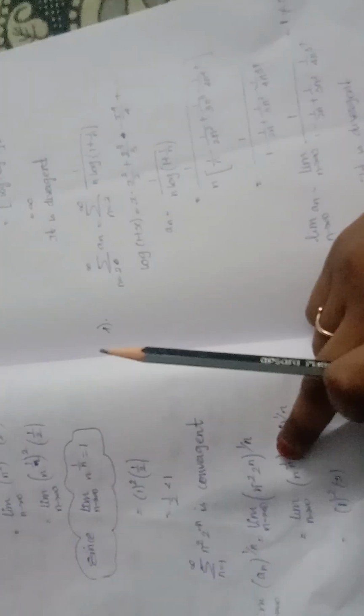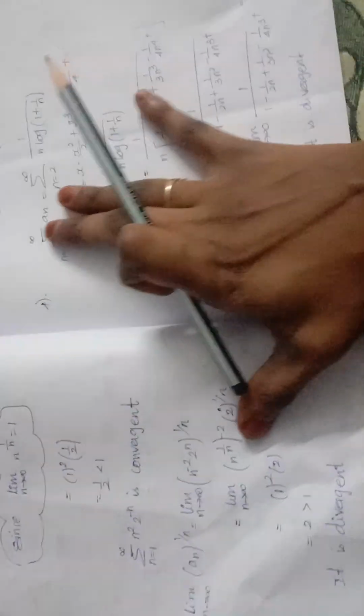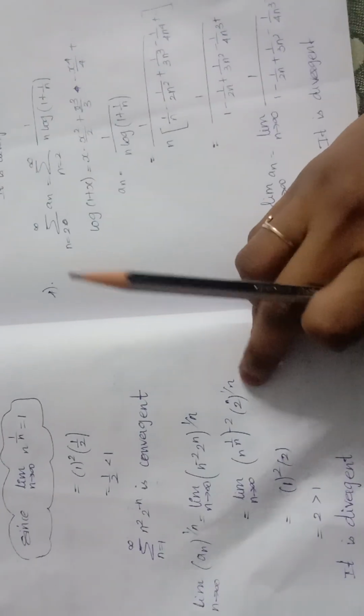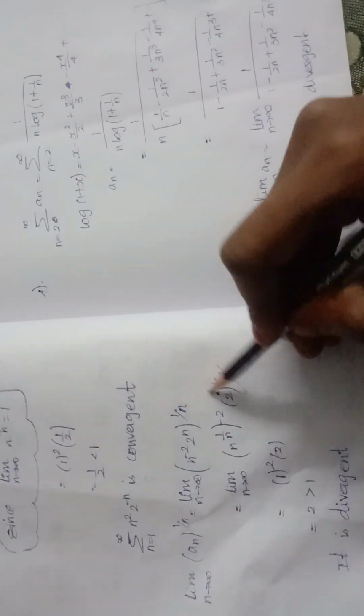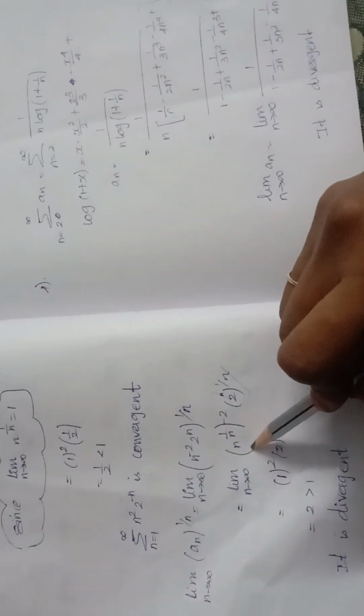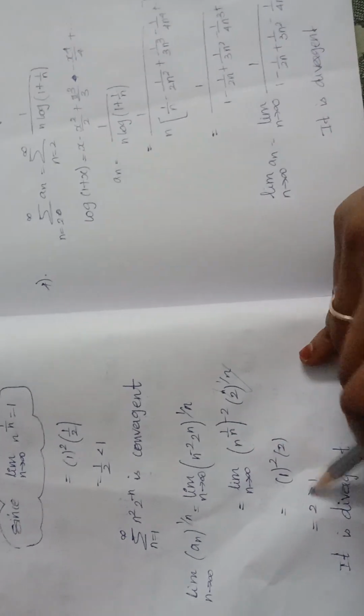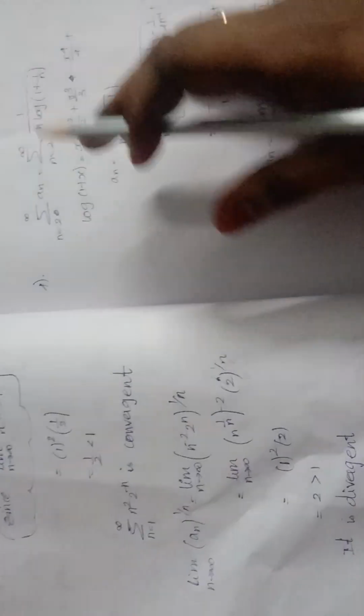Our question is to find the convergent series. Next, the limit as n tends to infinity of a_n power 1 by n, where a_n is n power minus 2 times 2 power n, whole power 1 by n. So n power 1 by n into minus 2, and then 2 power n, where the n gets cancelled. We know that the limit of n power 1 by n is 1, so 1 squared into 2, so 2 is greater than 1, so it is divergent.